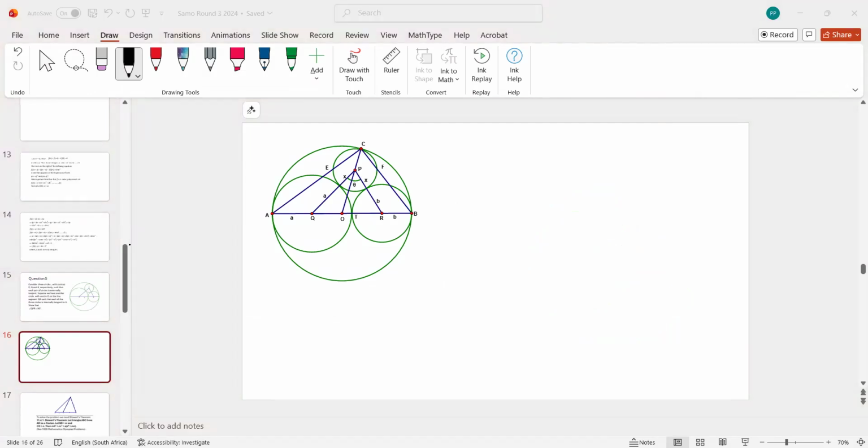Okay, I've got this diagram, the same diagram. You will see the only thing I don't have in this diagram is the fact that this part here, from here to here, is B. The reason is OA is the radius of the large circle, but the radius is A plus B, because the diameter is 2A plus 2B.